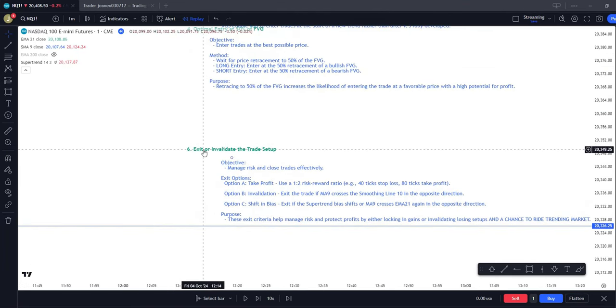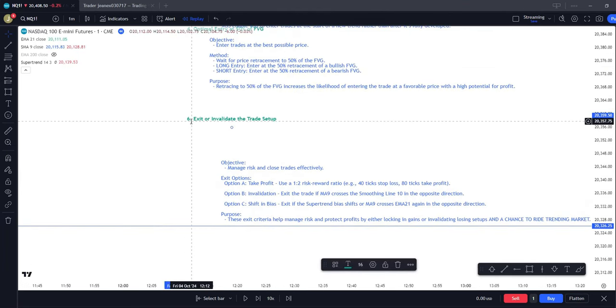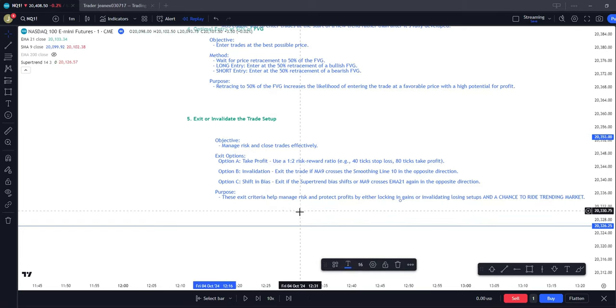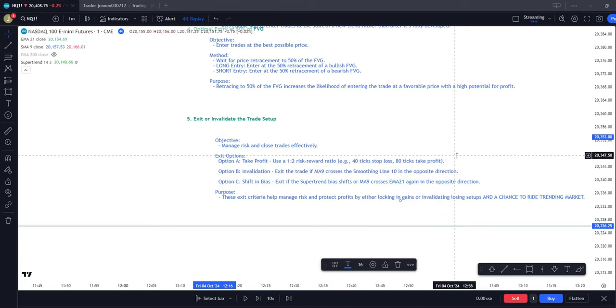And this is number 5 actually from the strategy. Only 5 steps. So exit or invalidate the trade setup. This will manage your risk. So we have options A, B, C. Option A is the standard 1:2 reward ratio. And for me, if 40 ticks stop loss and 80 ticks take profit, this is reasonable, especially if you're trading the New York session, not Asia.